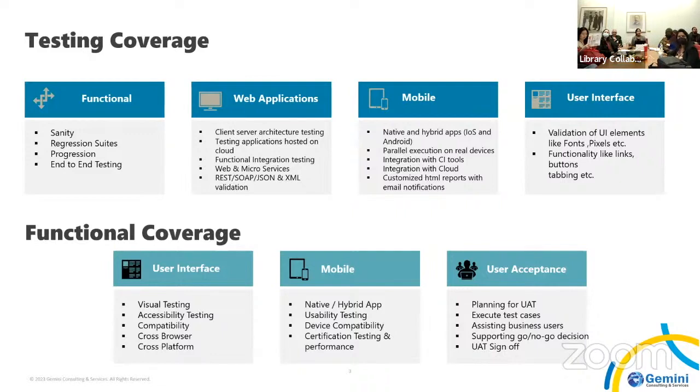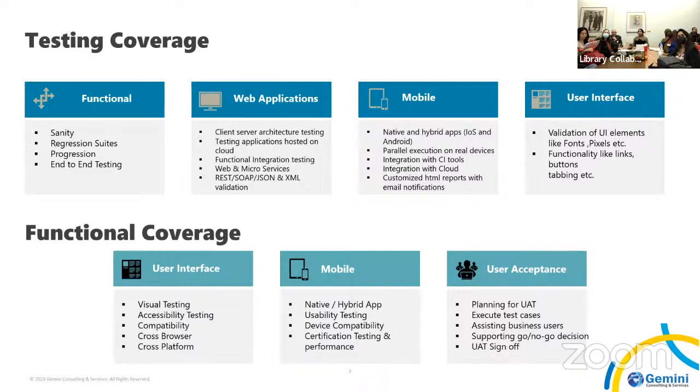Now, coming to the functional side, we have categorized it into three divisions. User interface comes broader into the functional aspect. You check the visual testing, how compatible the browsers are across cross-platform. All that thorough testing comes into the user interface. When coming to mobile, you have thorough device compatibility testing. There are a lot of devices in the market, so you actually come in and see the usability and so on.